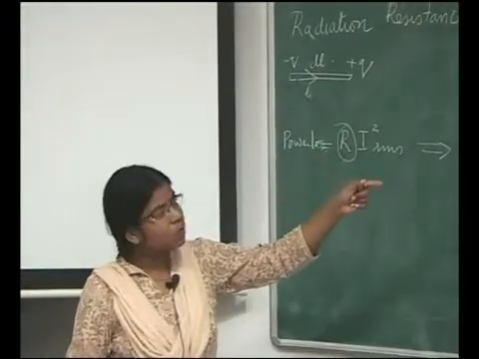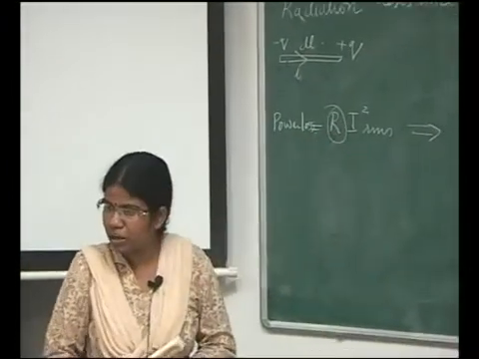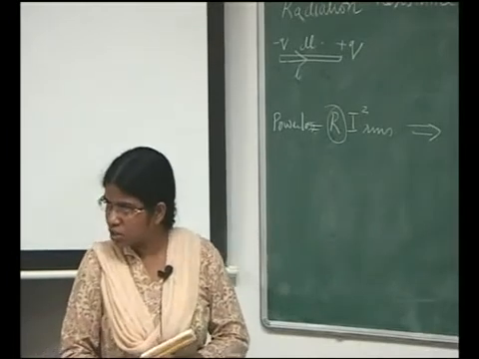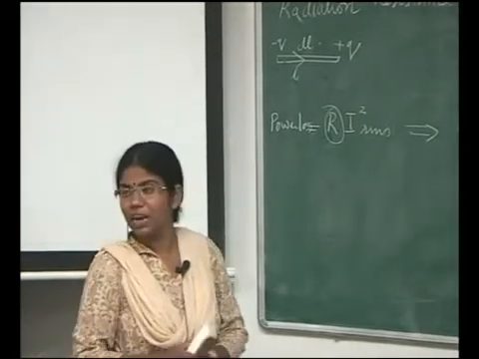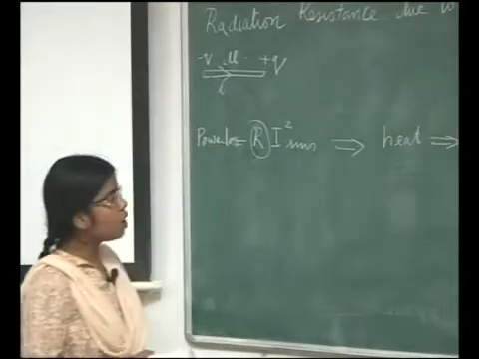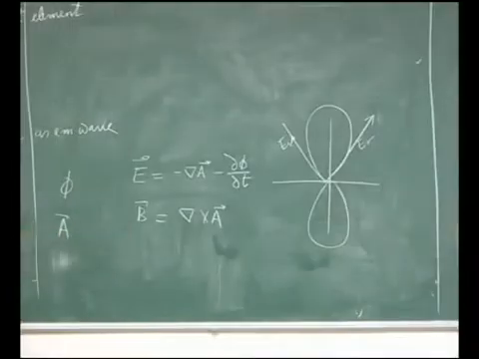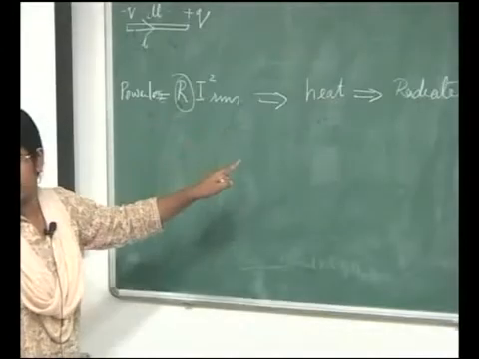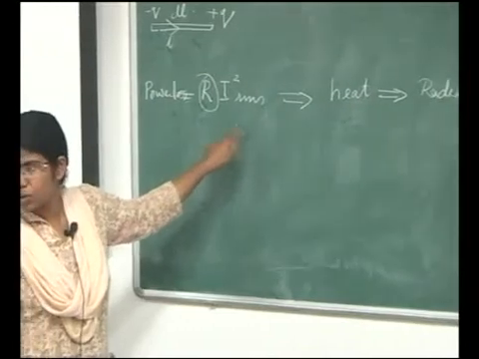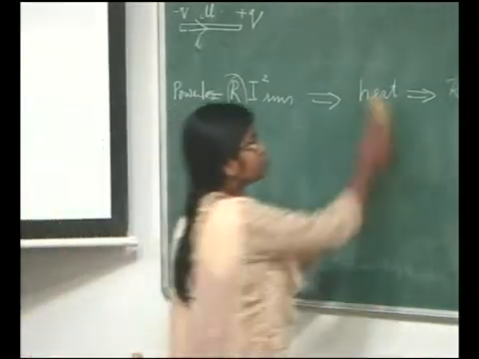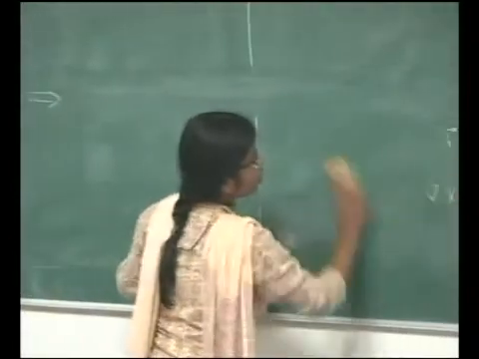And how will you calculate power? Using the Poynting vector. The Poynting vector is E cross H. It is the cross product of the electric field and H. So, now our aim is to first calculate E and B and then calculate the Poynting vector and then equate it to this equation. So, we will do that.